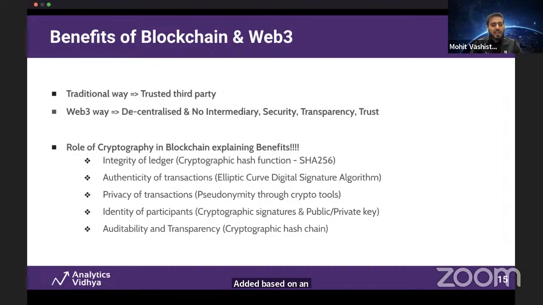Let's say, for example, in Twitter a lot of people got banned, but on blockchain you cannot do that because the control is not with someone particular. Then the role of cryptography is huge in blockchain or in the Web3 ecosystem, because it provides the integrity of the ledger. It means you cannot change something because it is dependent on hash.